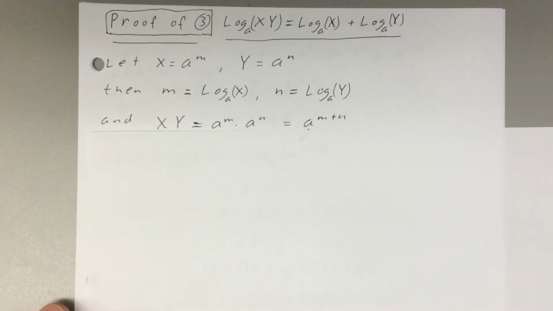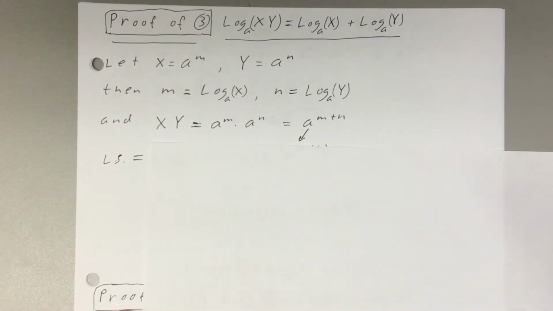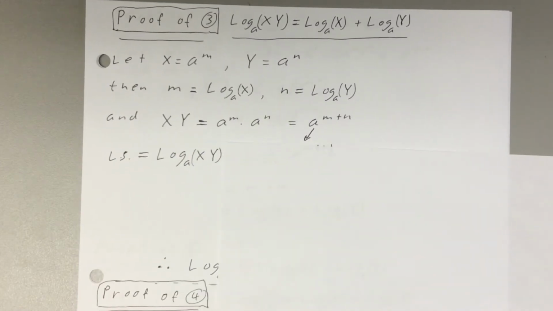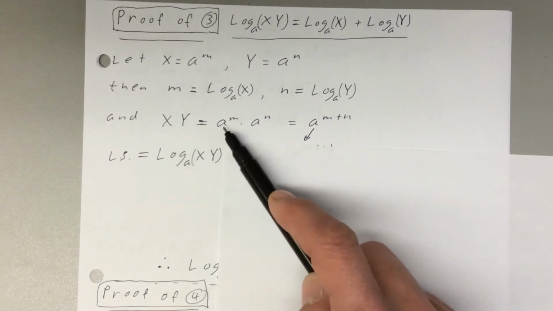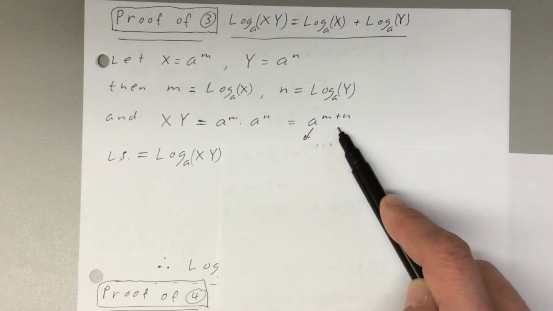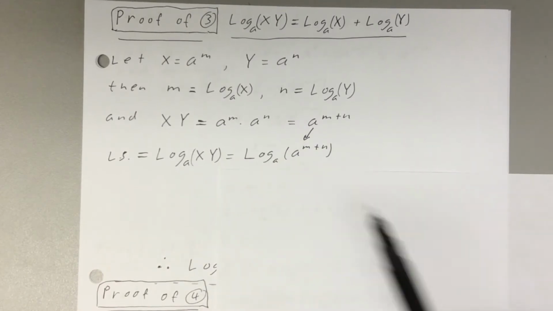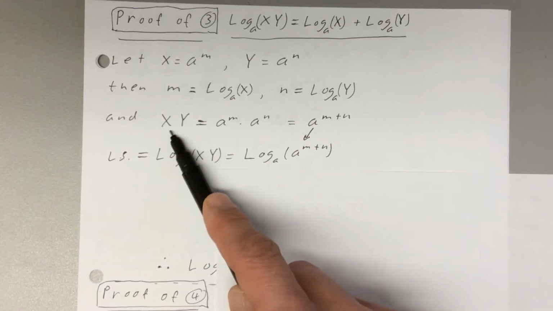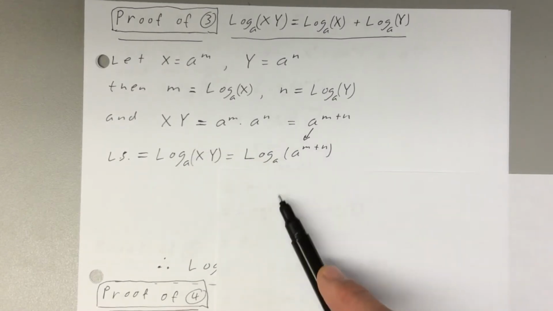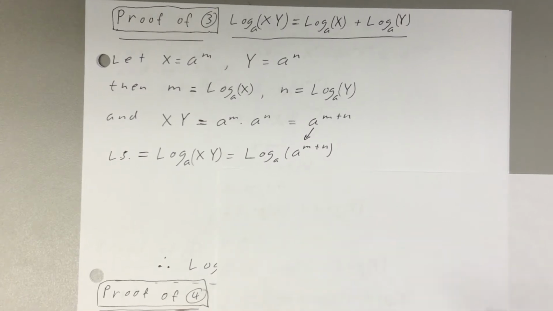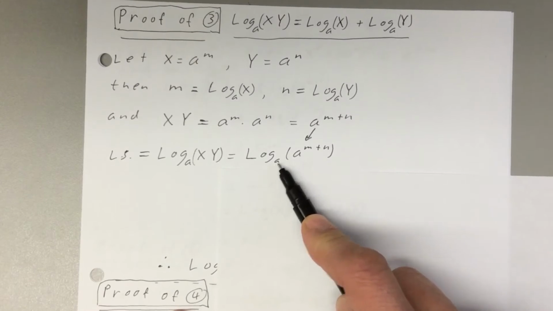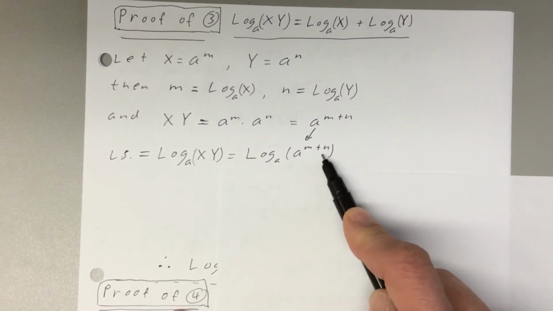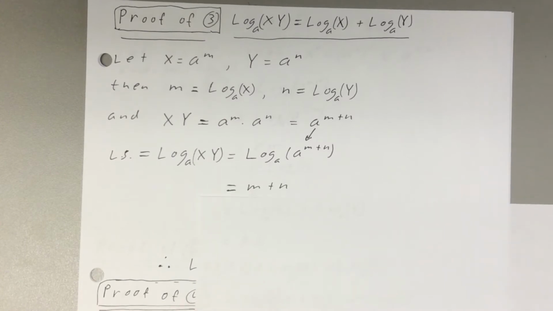Now, if you want to prove this, we're going to start with the left side. The left side is log base a of x times y. And I'm just going to sub in what x times y is. So x times y is this, which is this. So log of x times y is going to be log of that because they are equal. Now, because they have the same base, log base a of a to the something, this was our first law, we can just write it as m plus n.